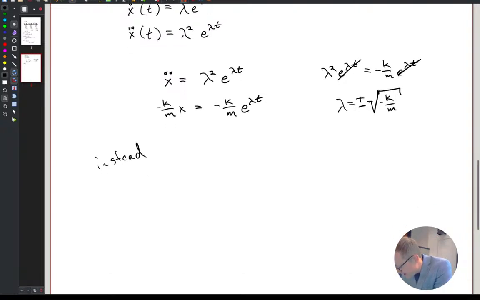So instead, let's say x of t is, I'm going to put some extra constants in here, like a sine omega t, b cosine omega t.